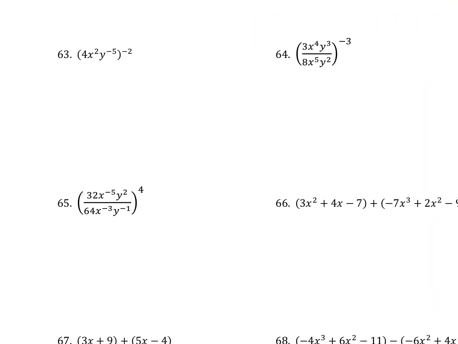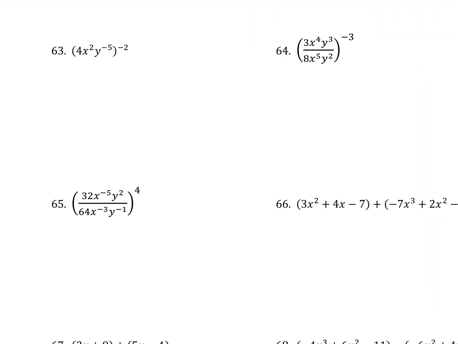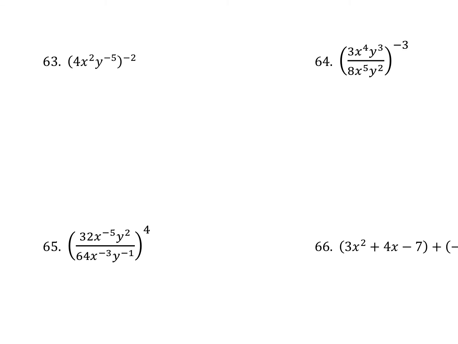For 63, we have 4x squared y to the negative fifth power, all raised to the negative second power. I like to simplify what's inside first. So this inside is going to give me 4x squared over y to the fifth power, all raised to the negative second. Now with this, that negative 2 on the outside has to become positive. So you have to flip the fraction inside the parentheses to turn that negative 2 into a positive 2.